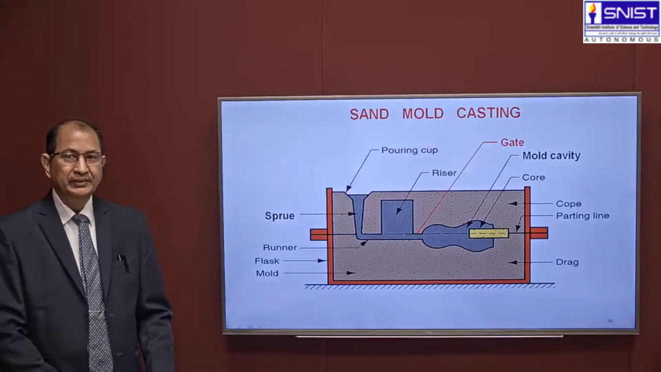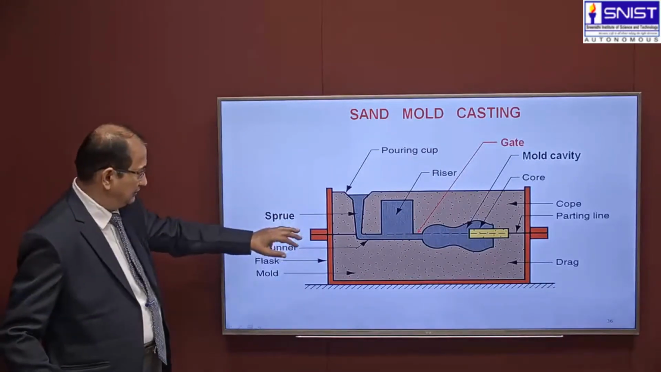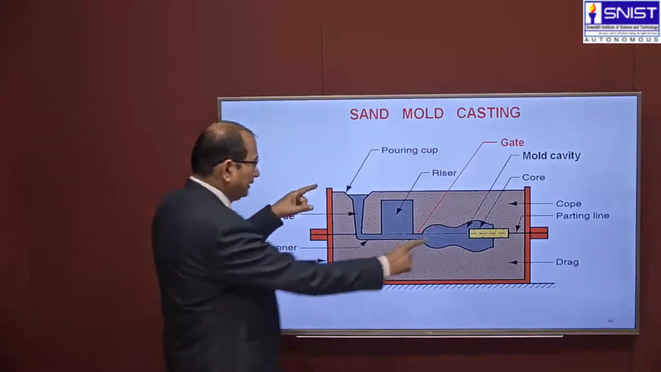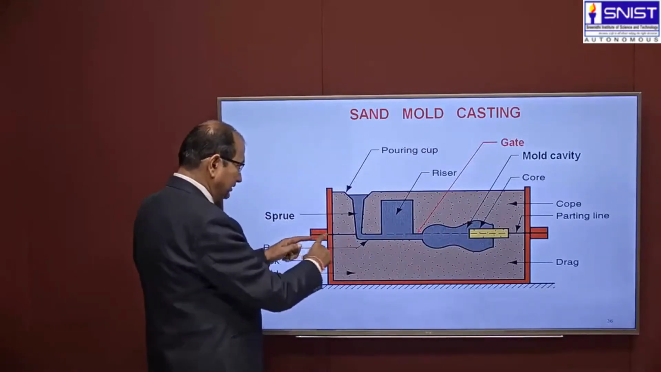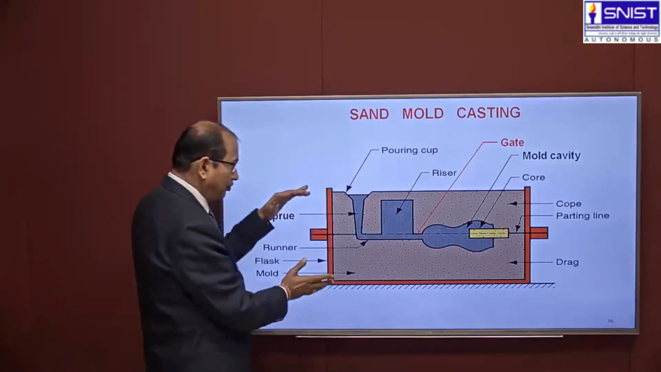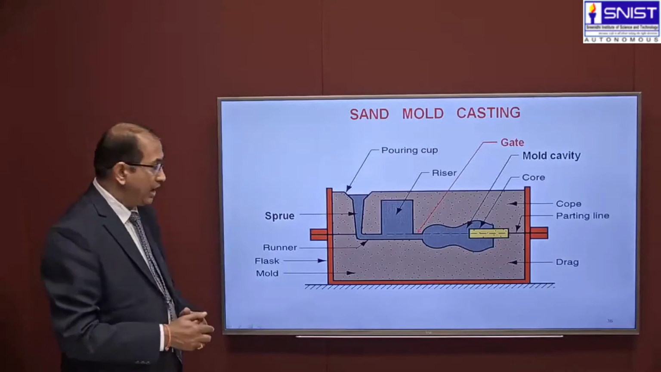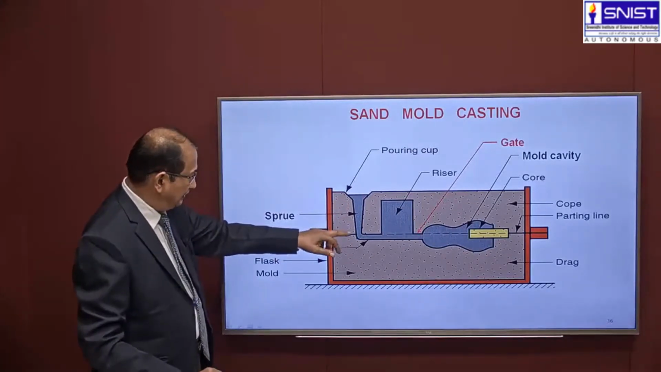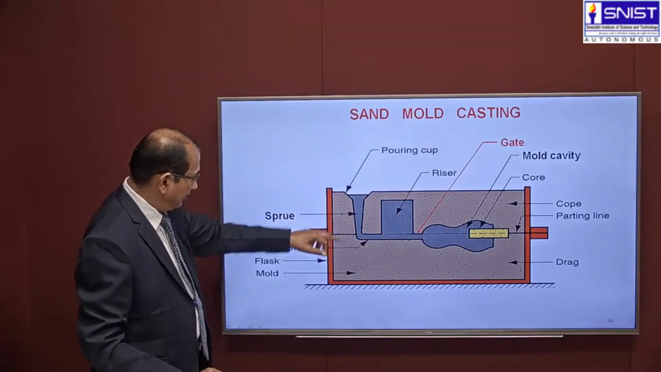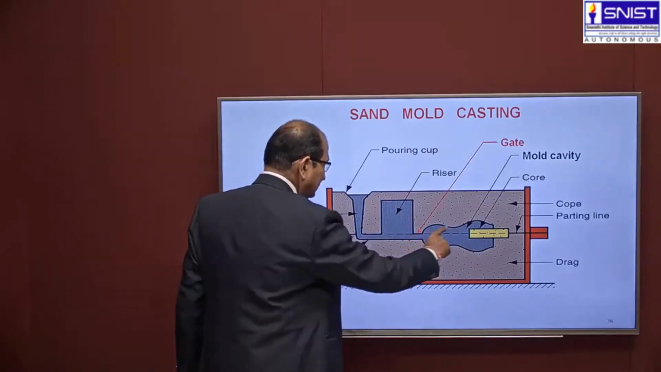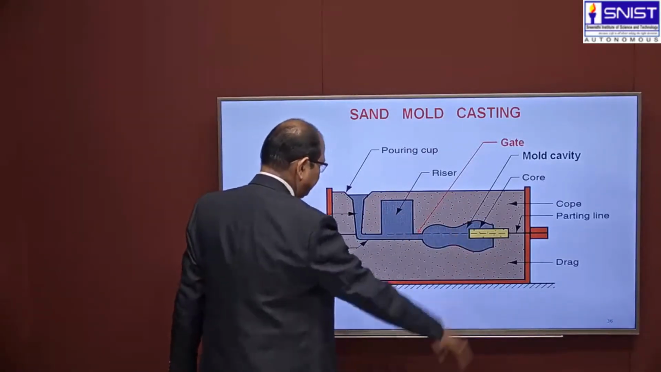Okay, this is a flask basically. The top one is called the cope. This is the cope, and this is the drag, and the assembly of the cope and drag is called a flask. And this is the cavity, this is the sprue, and this is the riser, and this is the mold cavity, and this is the core.